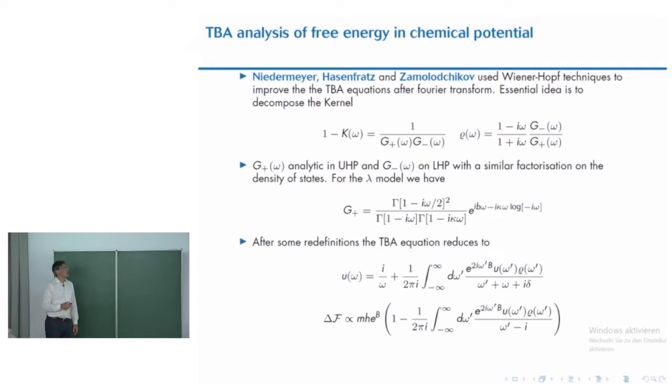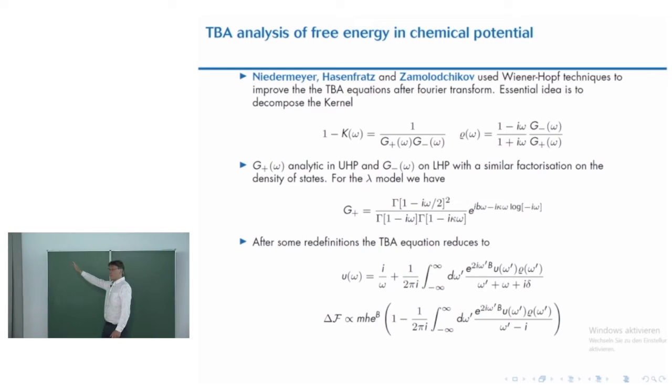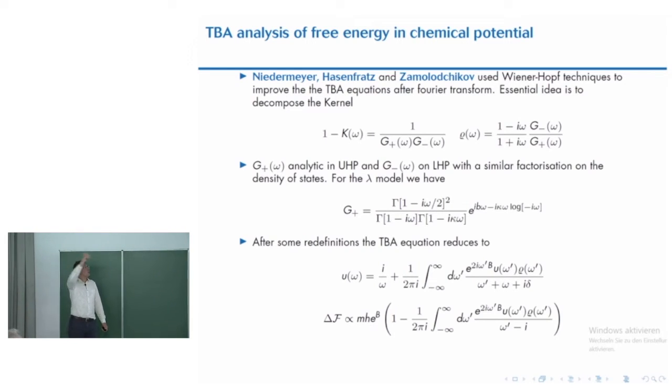And this goes back to seminal works of Niedermayer and Hasenfratz, who determined the ratio of the mass gap to the cutoff in MS-bar by doing this kind of thing. It's amazing work, beautiful work, and it makes use of what's called the Wiener-Hopf technique. So for those of you who don't know it, what we're going to do is Fourier transform. All our equations before were in position space, and we're now going to transform to momentum space, omega.